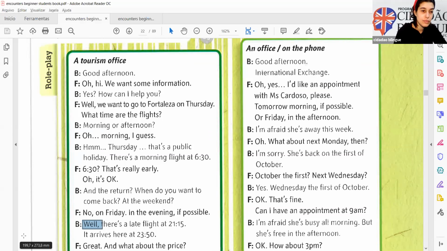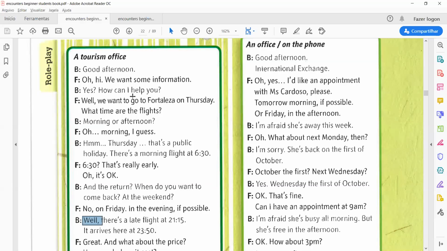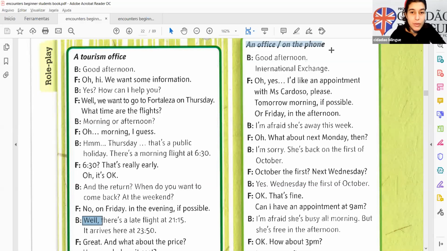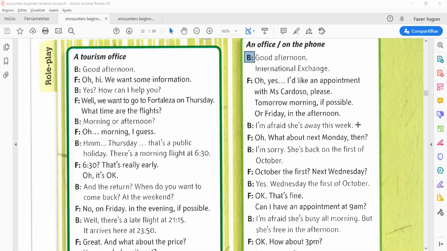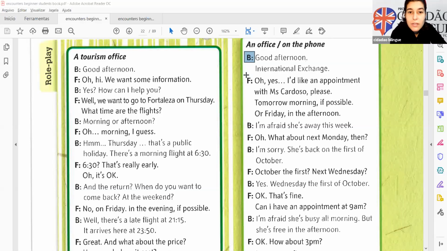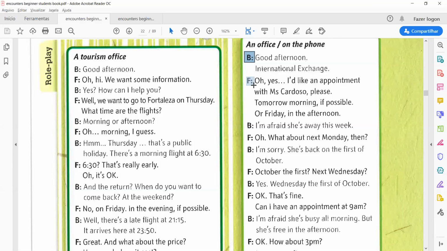Anderson and Bruno. Okay, you are going to read an office phone call, okay? Anderson, you can start reading right here. Good. International Exchange. Oh, yes. I'd like an appointment with Miss Cardozo, please. Tomorrow morning, if possible, or Friday in the afternoon. Very good.